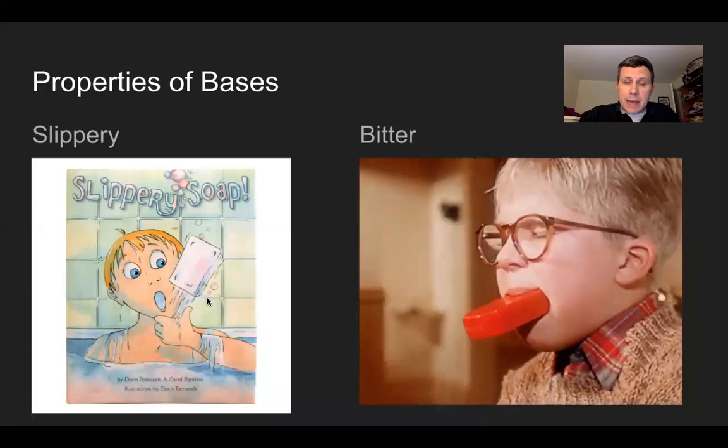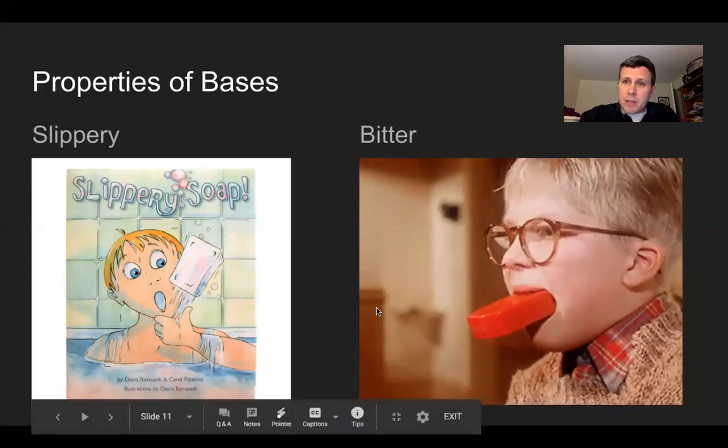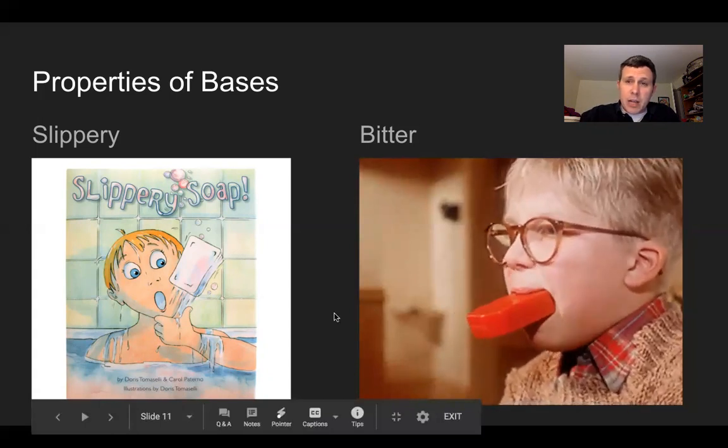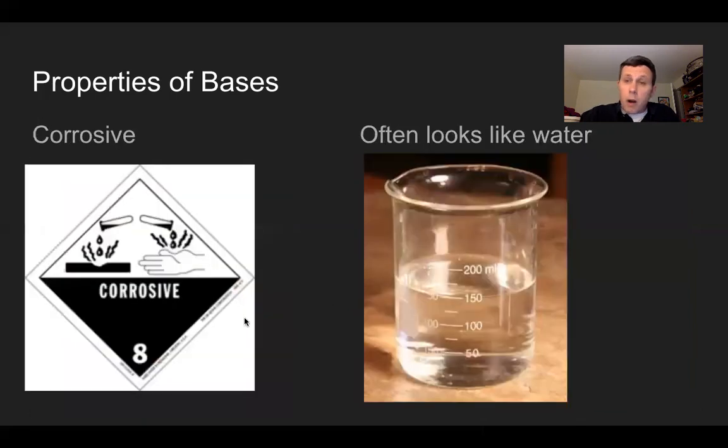Properties of bases: they're very slippery. So soap is a base. They're bitter. So the taste of soap, you know, it's not very good. So bases are slippery and have a bitter taste. They are also corrosive. A lot of bases you don't want to get on your skin. Sometimes they're not as corrosive, like soap isn't corrosive per se, but if it gets in your eyes, it is, right? It stings. But there are other bases that will do just as much or more damage to you than acid will.